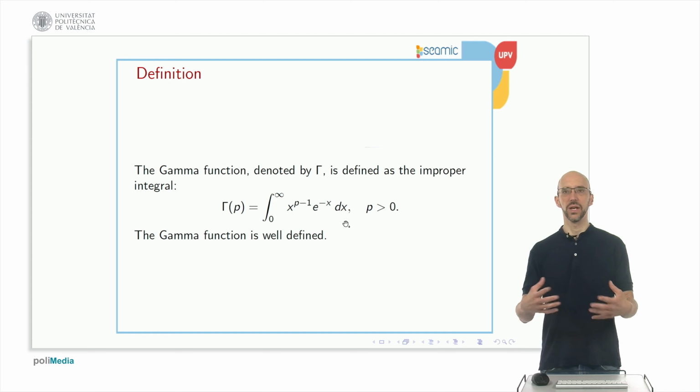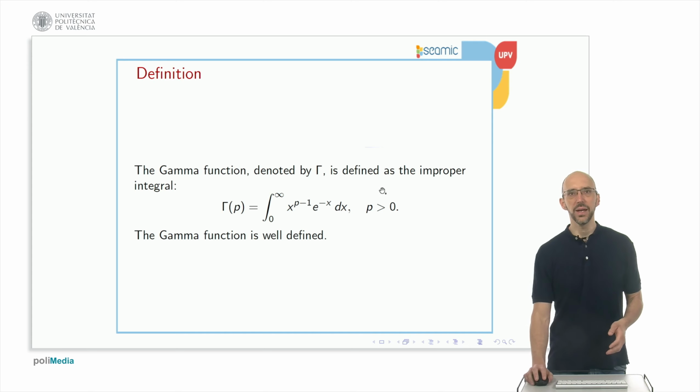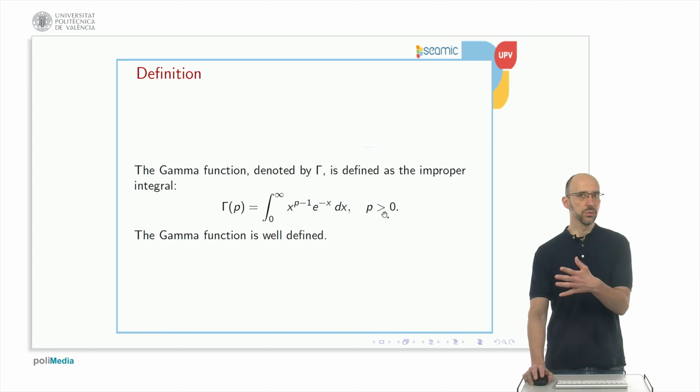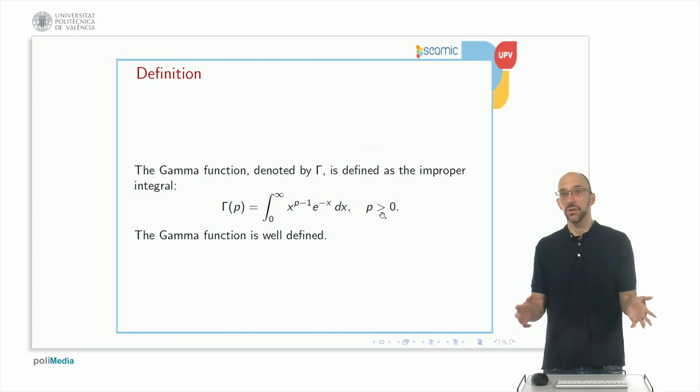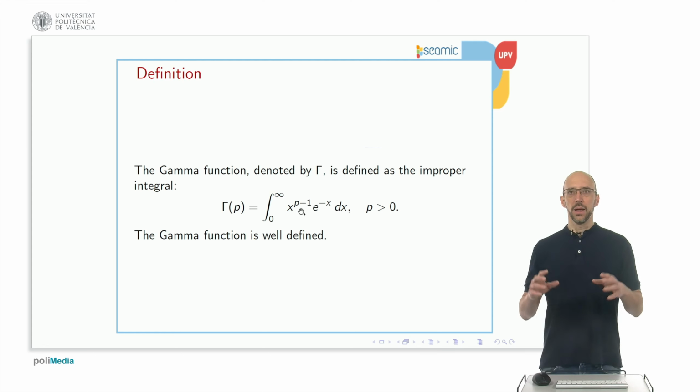It's well defined because you can calculate this integral. And also, by the way, if you want to calculate, imagine that p has a value, 5, 2, 3, whatever you want. Don't start with complicated values. If p is 2, for example, then x is to the power 1, since 2 minus 1 is 1. Or if p is 3, then this is x squared. The idea is that this integral can be solved by integration by parts.